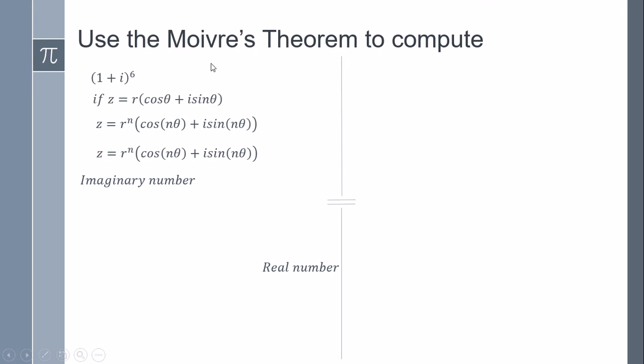Given this theorem, we can just elevate to n, and this is going to multiply the angle as well. So this is the equation that we are going to use. In this case we have 1 in the imaginary part, which is here, and 1 in the real part, which is over here. So we can compute the triangle and find the theta.